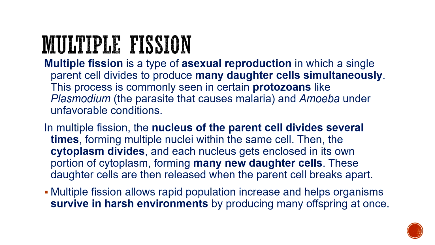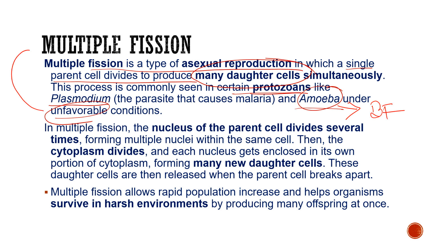What is multiple fission? Multiple fission is a type of asexual reproduction in which a single parent cell divides into many daughter cells. In binary, a single cell divides into two. In multiple, a single cell divides into many daughter cells. This process is mainly seen in protozoans like Plasmodium and amoeba under certain unfavorable conditions. Amoeba always goes for binary fission, but under certain unfavorable conditions it goes for multiple fission.